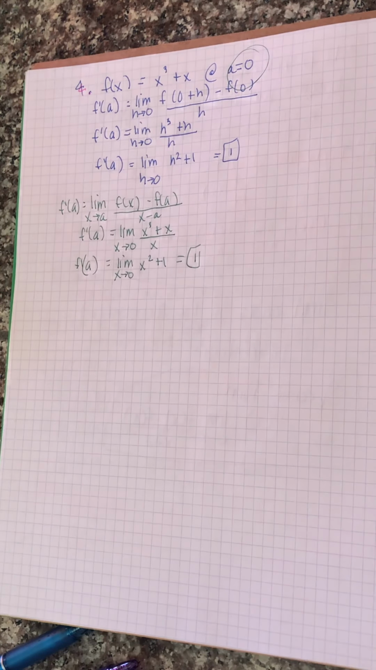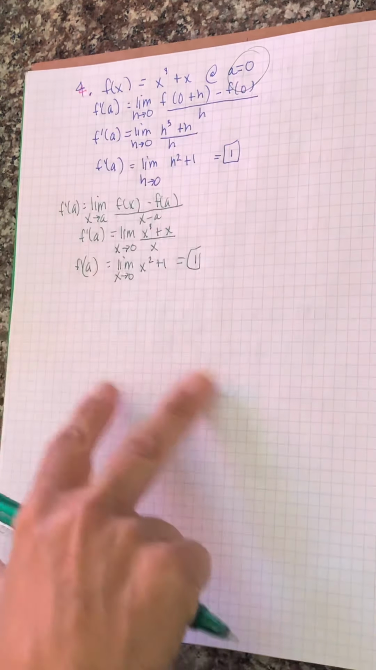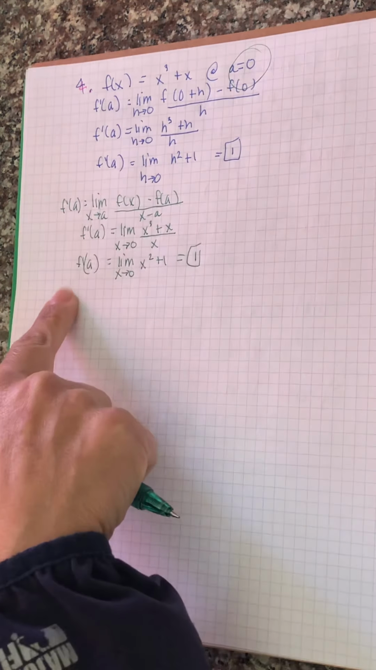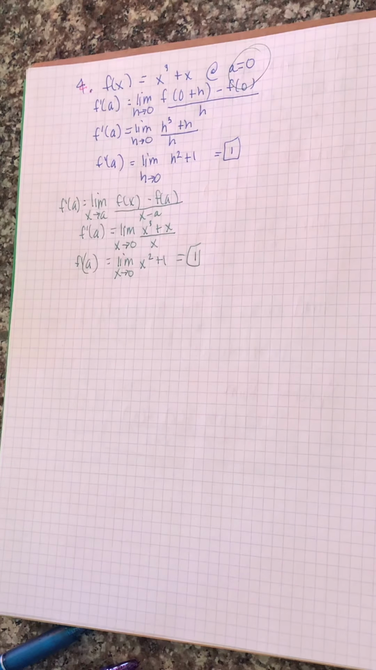So why did I show you that? Because I want you to see that when you use the definition of the derivative, but then you use the slope at a specific point, you get the same answer.